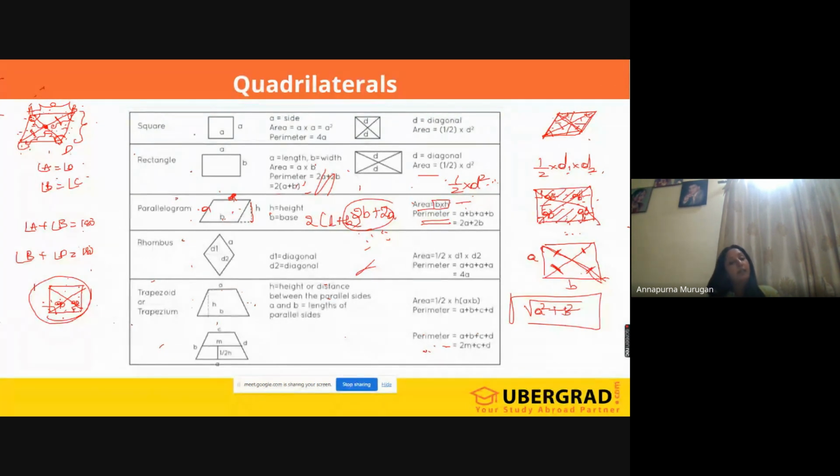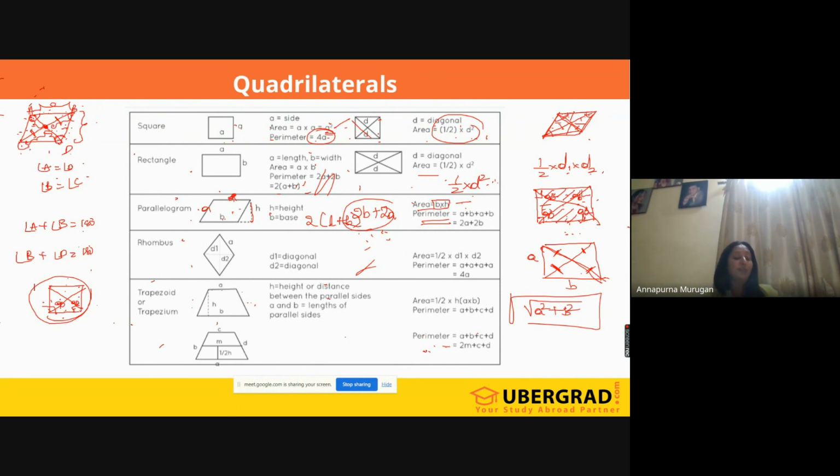What is this one? Square: area is A square, because both sides are the same, so length into breadth is A into A, which gives A square. Perimeter is 4A, because it is the sum of the sides, and the diagonal is given by half times D square. Why? Because the diagonals are of the same length.